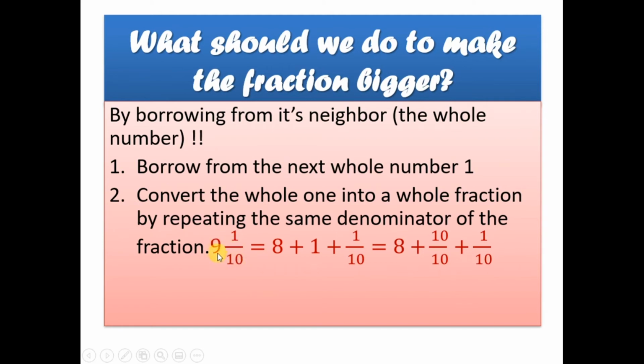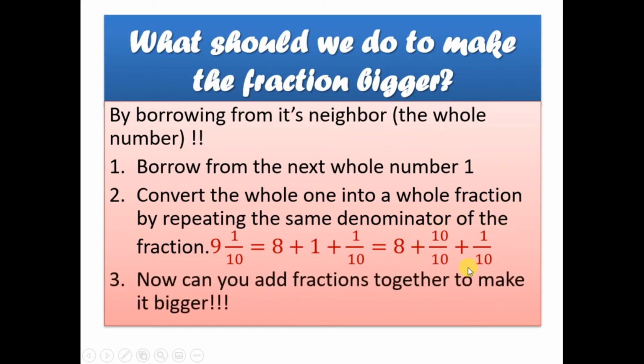So, first, I will borrow from 1. It will be 8 plus 1. Then I will convert this one into a whole fraction. Take the denominator, which is 10, and repeat it up and down. So I will write this one in this form, 10 over 10. Now I have 10 over 10, and I already had 1 over 10. Then I have two fractions. What should I do next? Add the two fractions together. Now I have a very big fraction to subtract from.